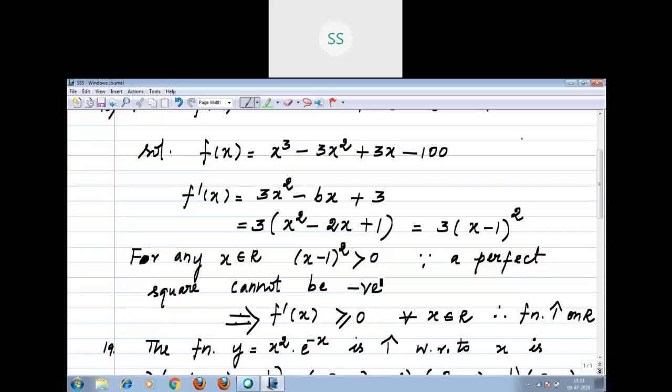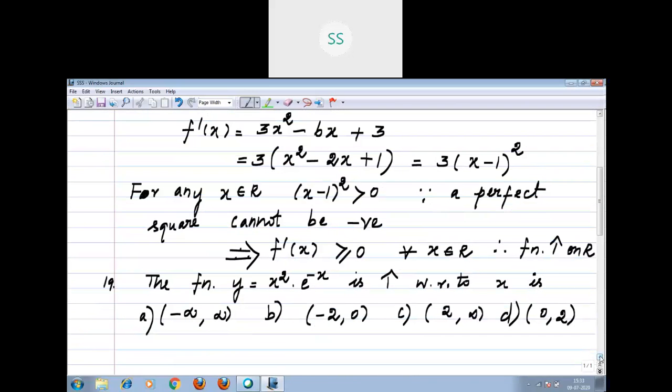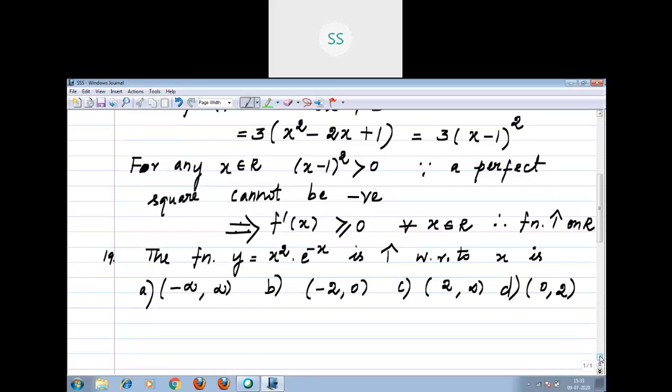Question number 19. What is given? You see, x square into e power minus x is increasing with respect to x in which interval: minus infinity to infinity, minus 2 to 0, 2 to infinity, or 0 to 2. Here also you are going to do the first derivative only, right?